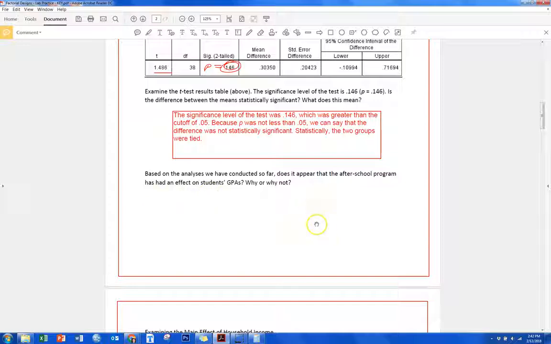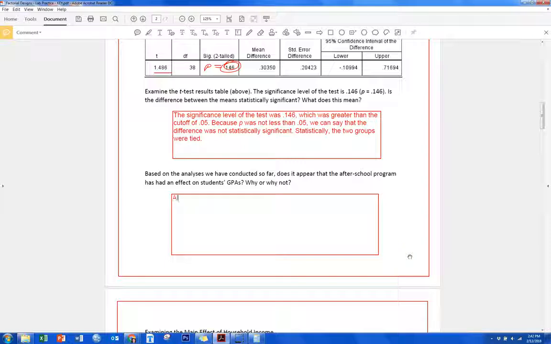Based on the analyses we've conducted so far, does it appear the after-school program has had an impact or an effect on students' GPAs? Why or why not? Statistically, no. So although the observed median and mean of the participant group was higher than the waitlist group, this difference was not statistically significant.